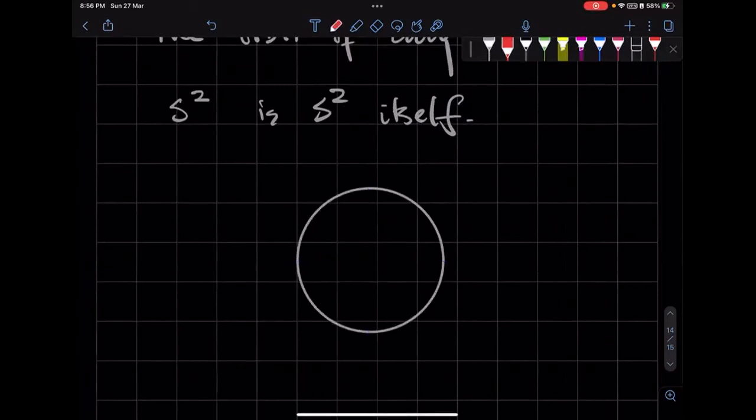So suppose I take the North Pole. So this is the North Pole on the two-sphere. And I start applying SO3 rotations. Suppose I apply rotations around the z-axis, the North Pole doesn't move, right? Because it's a fixed point. But if I apply any other rotation, then it starts moving.